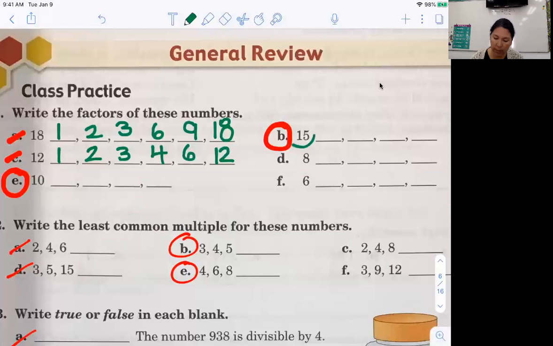So it's the ways to make 15 and the ways to make 10. All right, so pause the video and do that now.